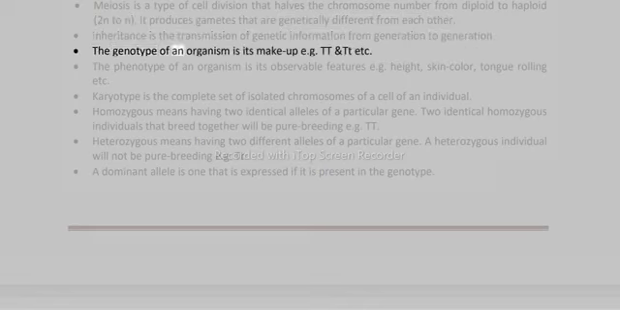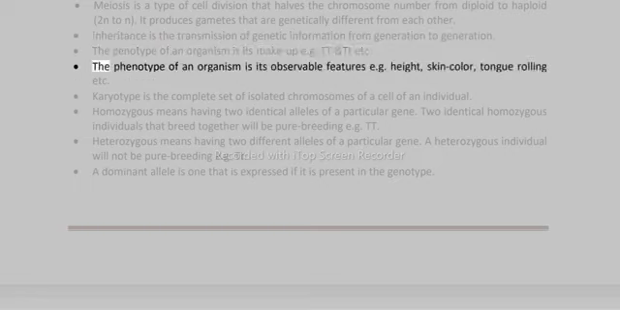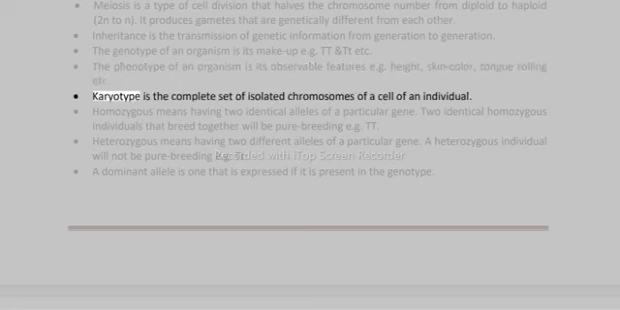The genotype of an organism is its genetic makeup, e.g. TT and Tt, etc. The phenotype of an organism is its observable features, e.g. height, skin color, tongue rolling, etc. Karyotype is the complete set of isolated chromosomes of a cell of an individual.